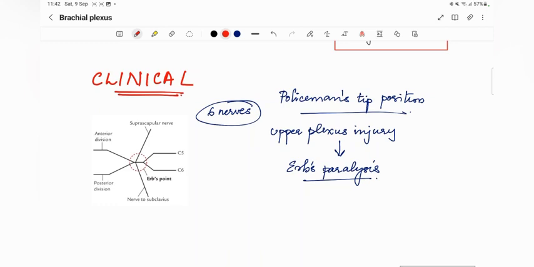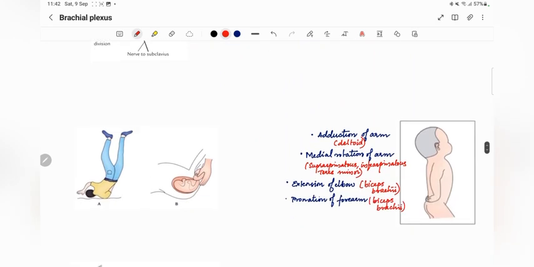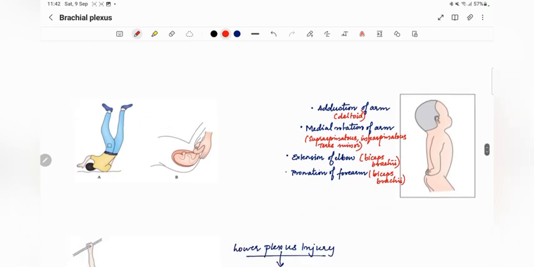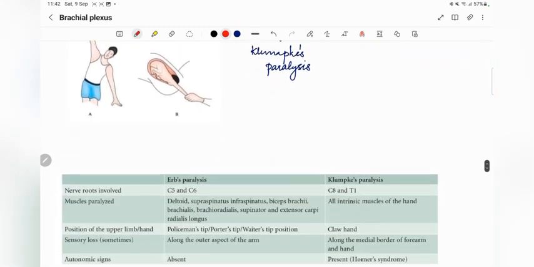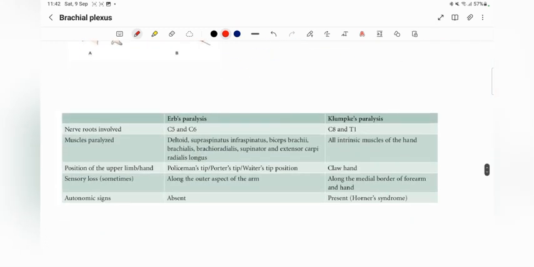Then make sure that you write the clinical correlation, mention about the Erb's point and do draw the diagram for that, and write about the features that are seen in Erb's paralysis: adduction of arm, medial rotation, extension of elbow, pronation of forearm. If possible, do write about the muscles that are involved or muscles that are paralyzed, which causes these typical deformity. So I hope this class was useful for you.